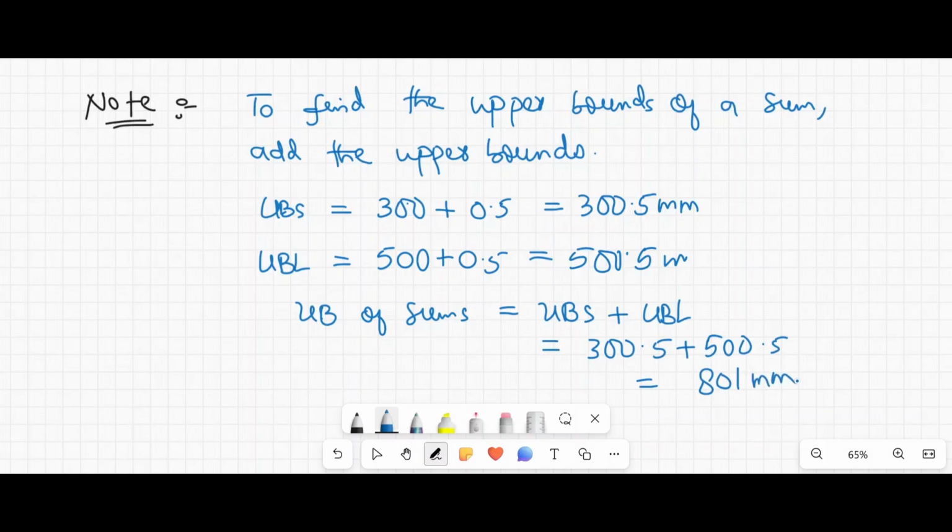So quite simple. Now we've got both the sums, the lower bound of the sums and the upper bound of the sums. So now we conclude here that the width is between 799 millimeter and 801 millimeter. So this is our conclusion.